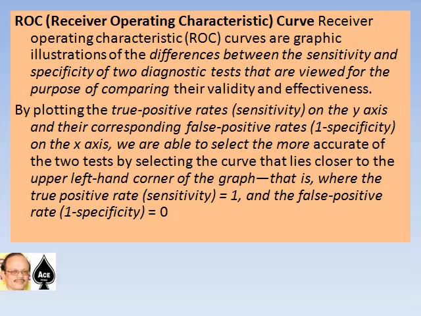to select the more accurate of the two tests by selecting the curve that lies closer to the upper left hand corner of the graph, that is where the true positive rate, sensitivity, is equal to 1 and the false positive rate, that is 1 minus specificity, is equal to 0.